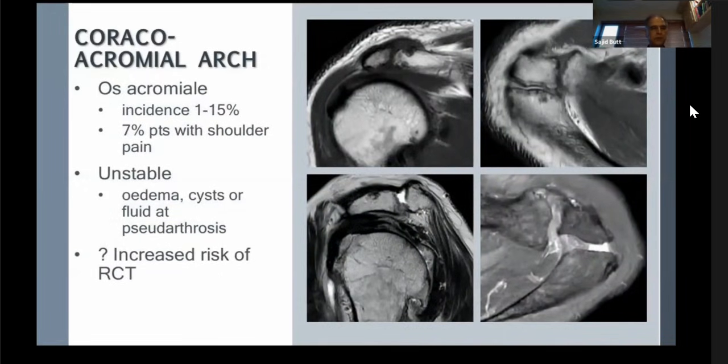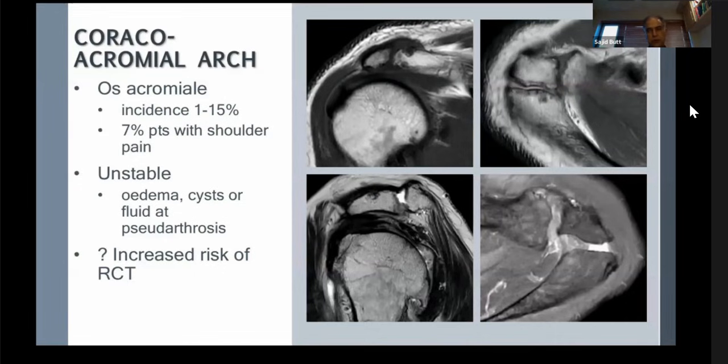Perhaps the most important of these anatomical variations is the os acromiale. So this is the unfused apophysis of acromion. In an axial image, that's the anterior, that's the posterior, medial, and lateral. Notice that in the axial plane, you've got an accessory ossification center of the acromion, which has not fused with the rest of acromion. This can be seen in the population with incidence figures of 1 to 15%, but on MR, it is shown in about 7% of patients.